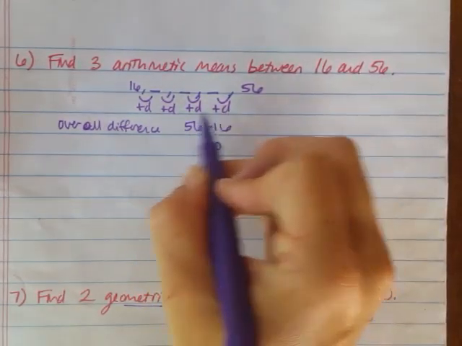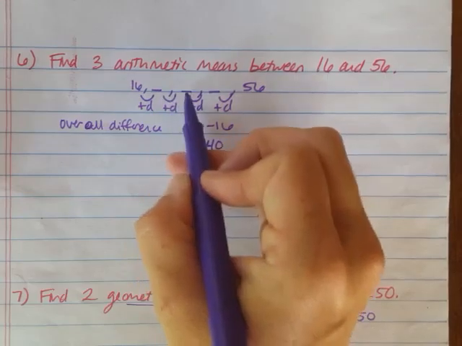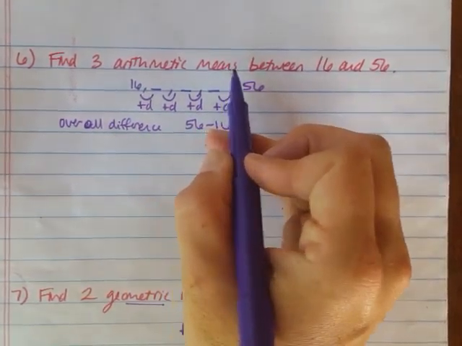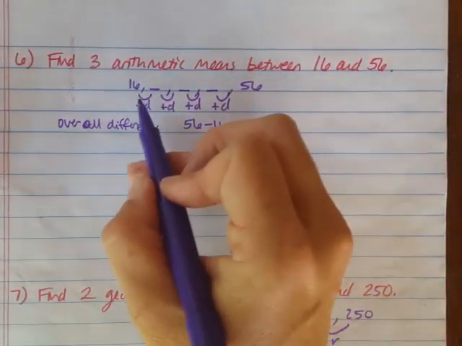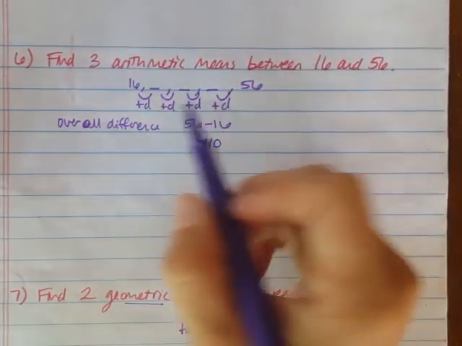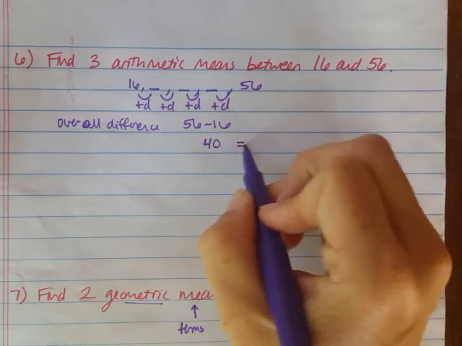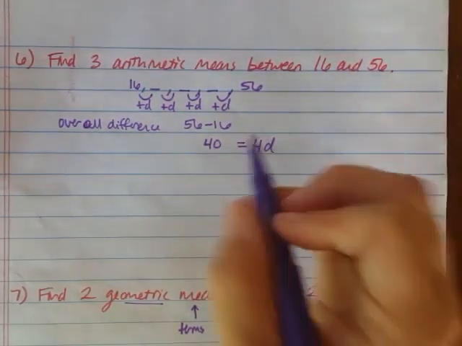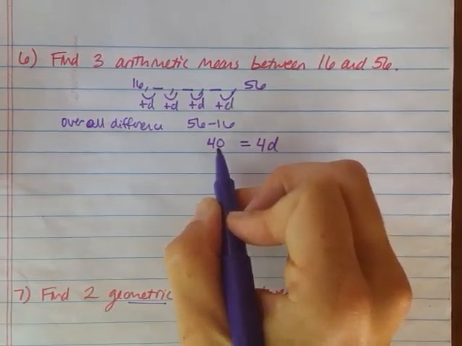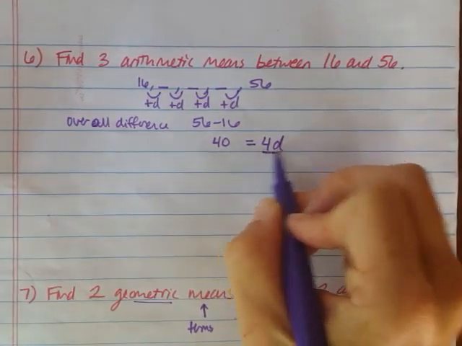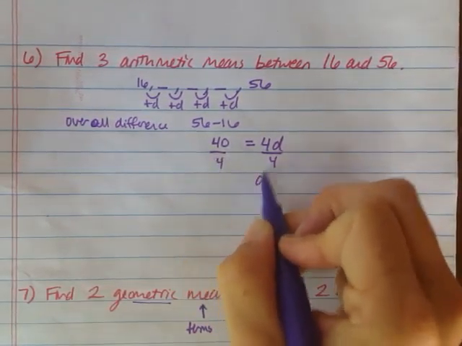This overall difference technically takes me 4 d's to get there. I'm adding d each time I move along an arithmetic sequence. So every time I add d, it takes me to the next term. I'm adding d 4 times to get this overall difference of 40. So careful with the wording. 40 is equal to 4d, and we can now solve for d.